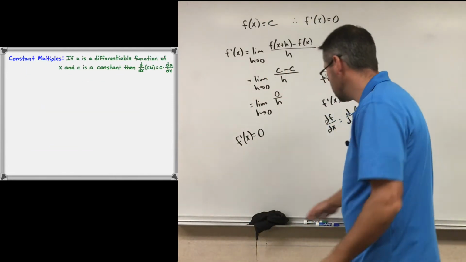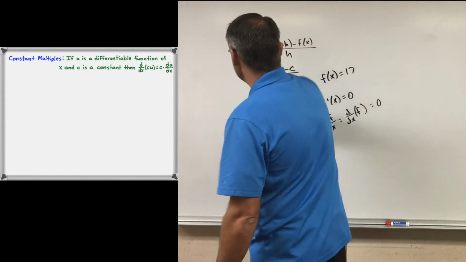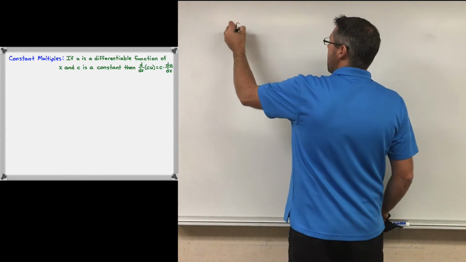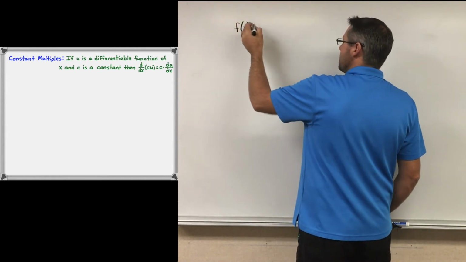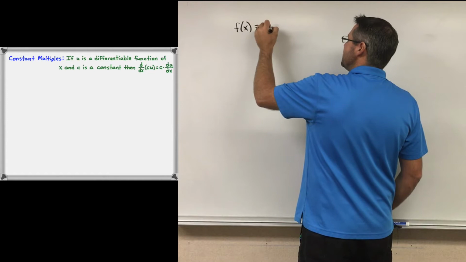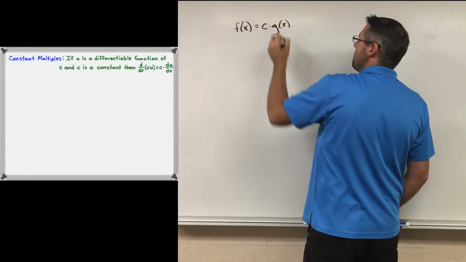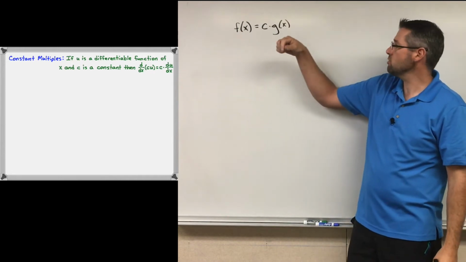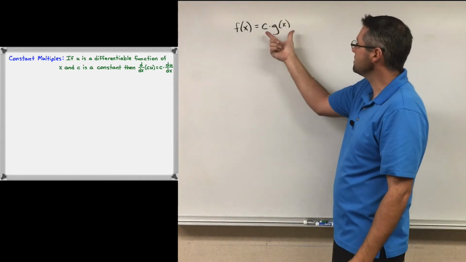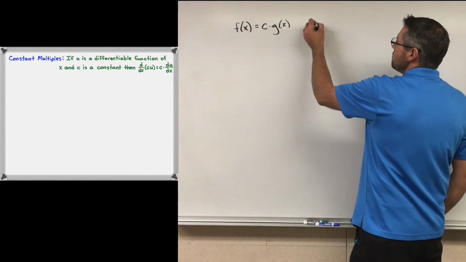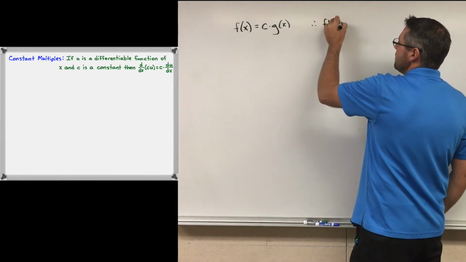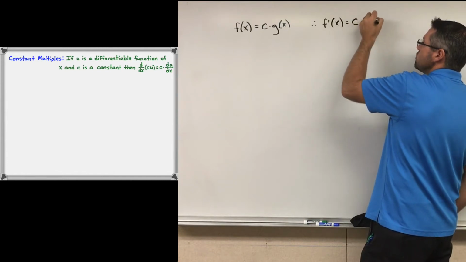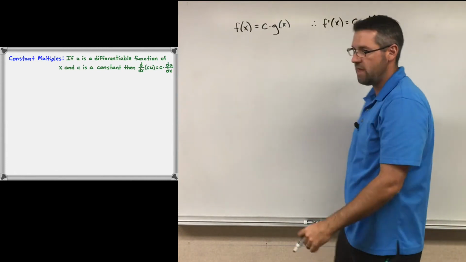The constant multiple rule. The constant multiple rule says that if I have a function that is related to a different function by the multiple of a constant. So in other words, if f of x is equal to a constant times some other function, then the derivative of f would be the constant times the derivative of that function.